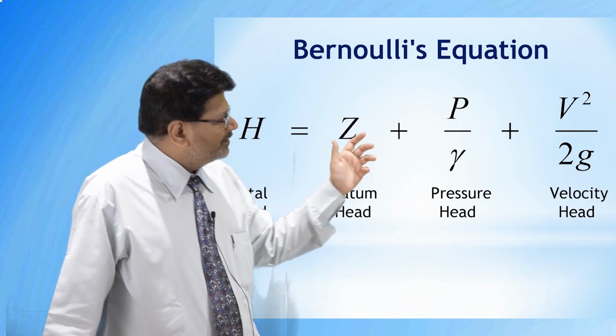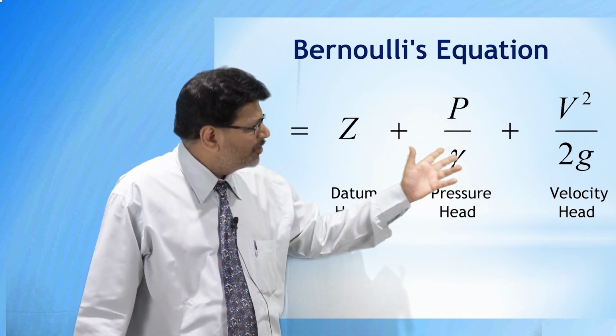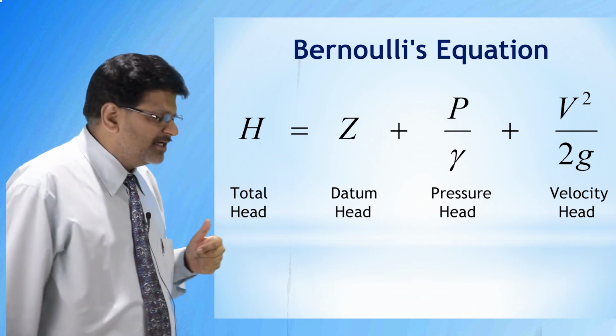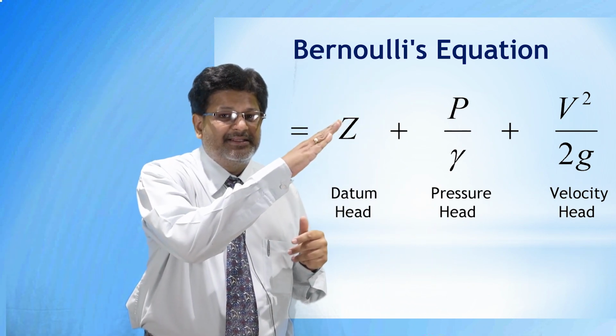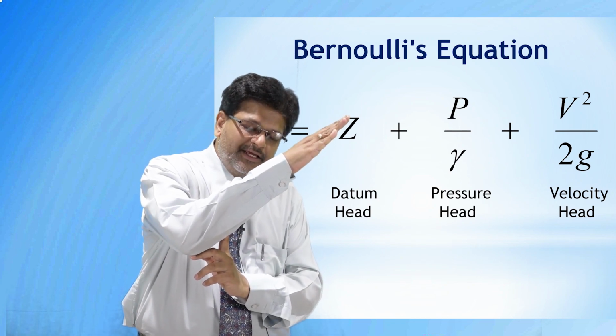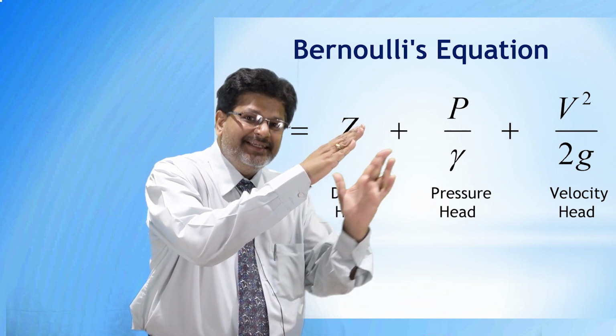Now there is mutual interchange or exchange among all these three heads. It means sometimes Z increases, when the pipe is inclined like this and the flow is taking place from bottom to top in this manner, in that case the Z is increasing.